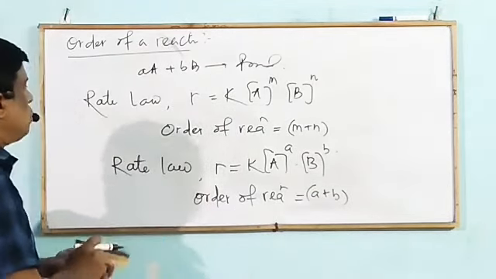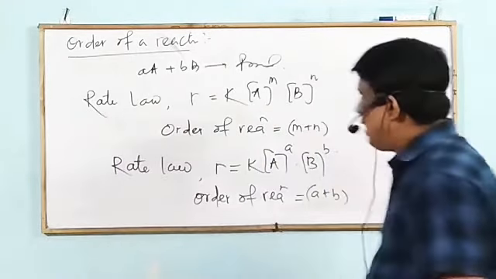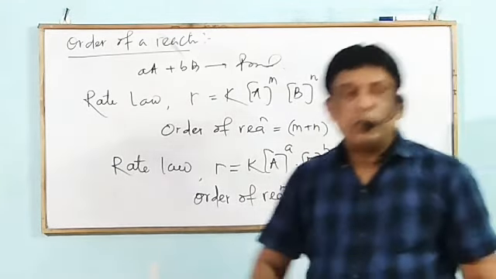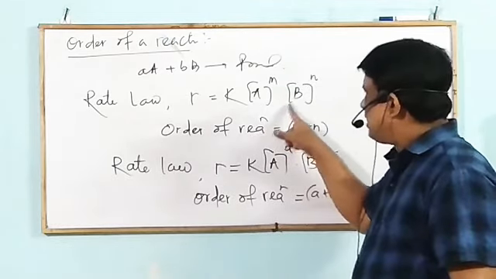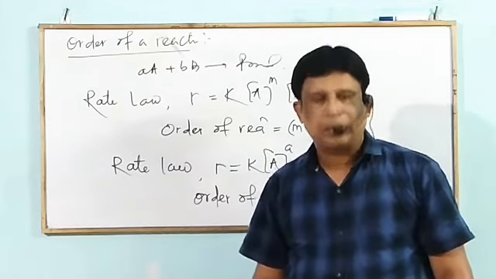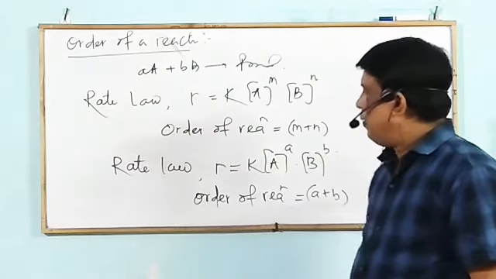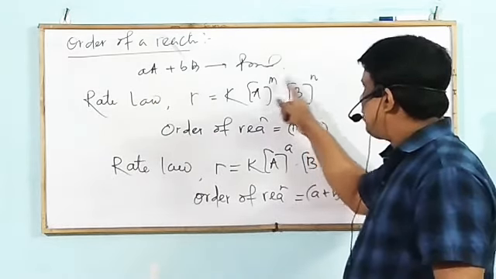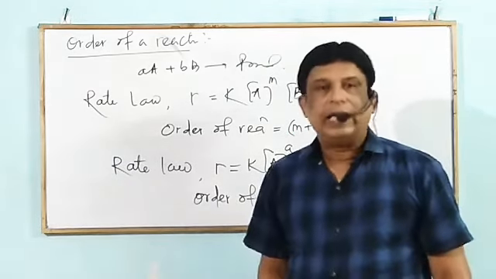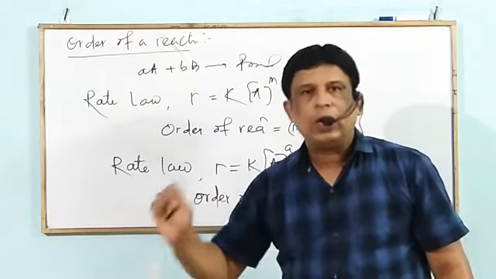Mark that. So from this expression it is clear that order of a reaction is defined as the sum total of the powers of the molar concentration of reactant species which is represented in the rate law expression. I repeat again: the order of a reaction may be defined as the sum of the powers of the molar concentration of the reactant species which is represented in the rate law expression.